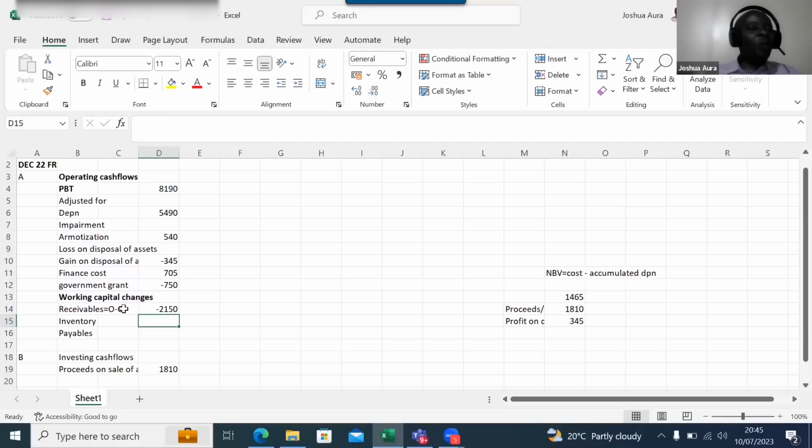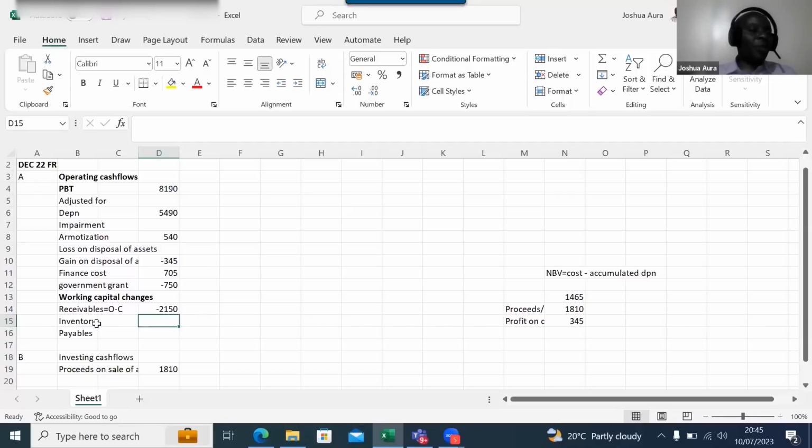The moment I do opening minus closing, ladies and gentlemen, I don't have to start worrying like, did receivables increase? That's none of my business. This thing will do a self-adjustment. Now it has given me minus 2150, meaning it's a cash outflow. The same case with inventory.